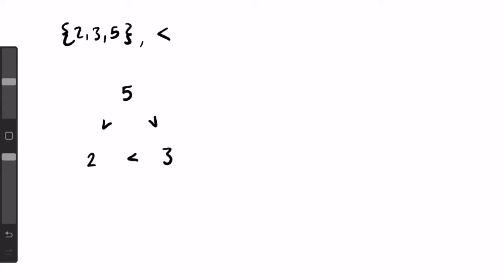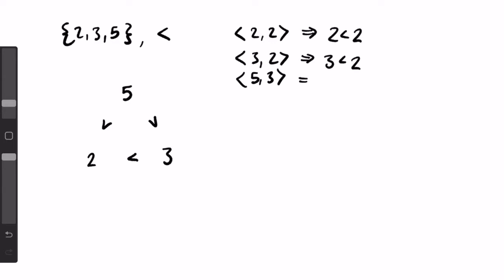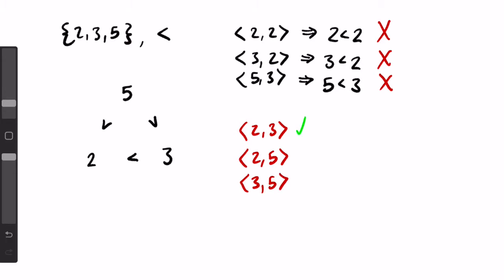Another way to think about this is that there are a bunch of possible ordered pairs of the numbers 2, 3, and 5. There's (2, 2), (3, 2), (5, 3), etc. Each of these ordered pairs can be translated into a statement using the relation: 2 is less than 2, 3 is less than 2, and 5 is less than 3 respectively. Obviously, none of these statements are true. The only ordered pairs that fulfill the relation are the ones in the diagram: (2, 3), (2, 5), and (3, 5). So we're going to write our relation like this.